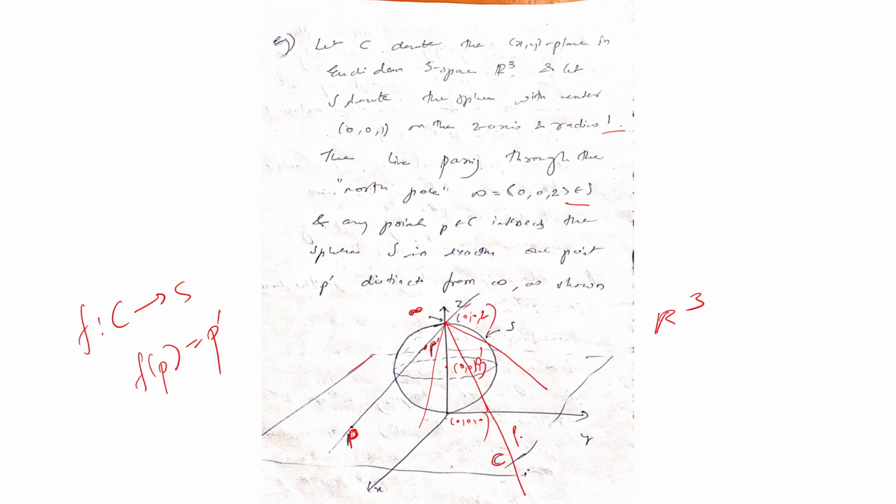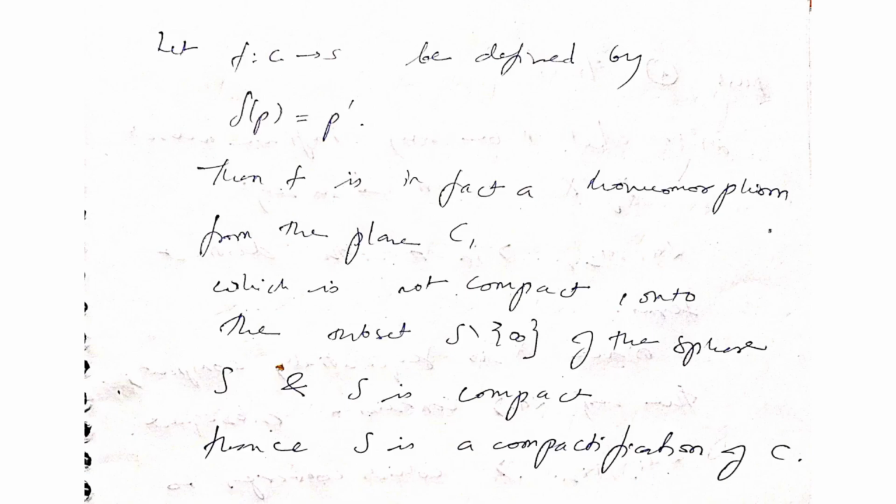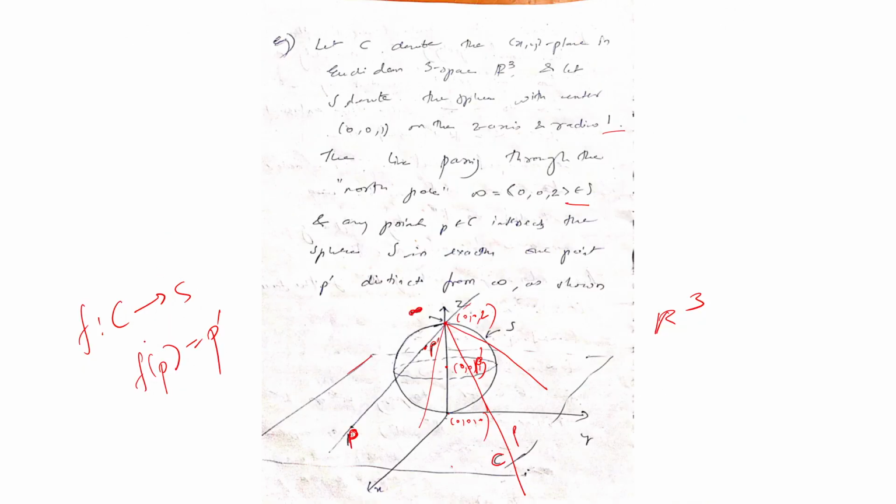P dash is the point on the sphere, other than this 0, 0, 2 or infinity. Clear, ma'am? Okay, got it. So will this form a homeomorphism? Will this f form a homeomorphism? Yes, ma'am. Okay. It will form the homeomorphism.